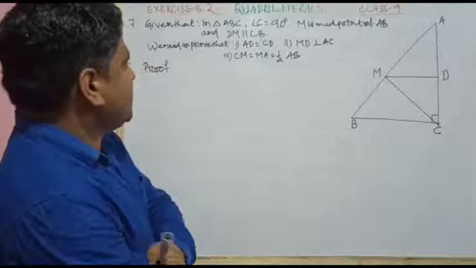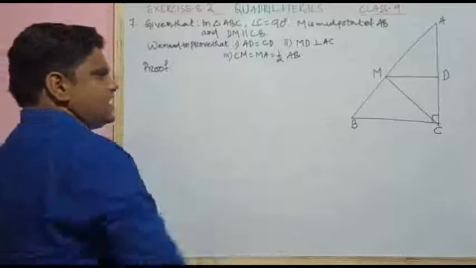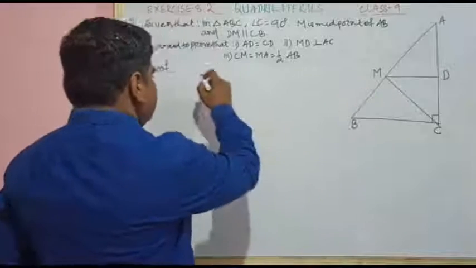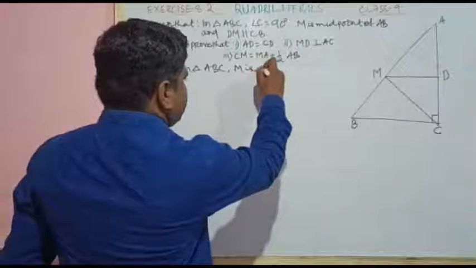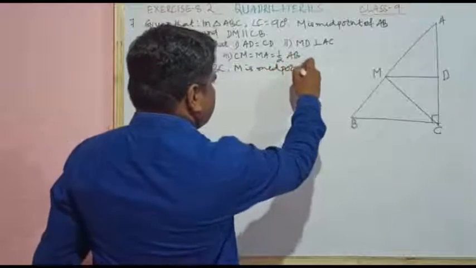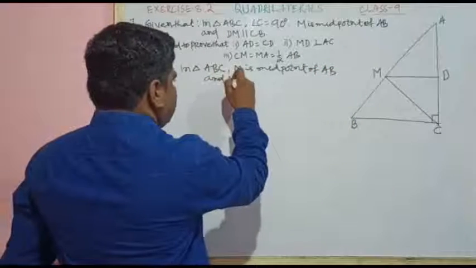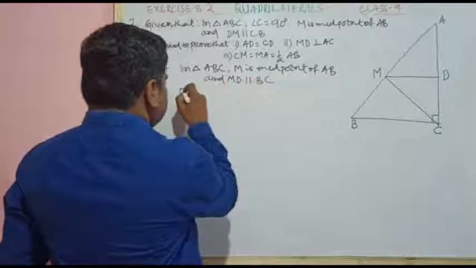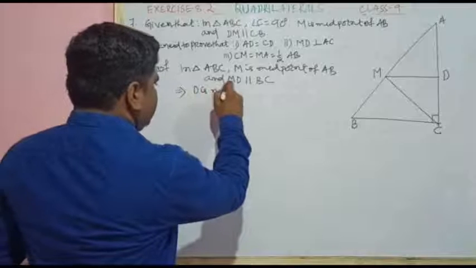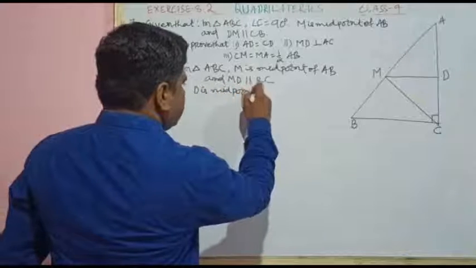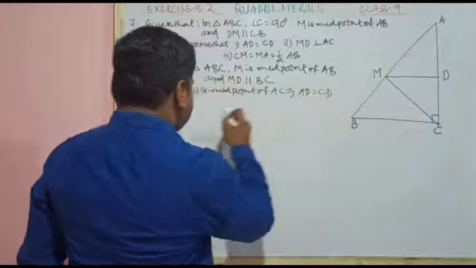For this purpose, first we have to prove the first bit, that AD and CD are equal. It is given that in triangle ABC, M is the midpoint of AB and MD is parallel to BC. So by the converse of the midpoint theorem, D is the midpoint of AC, that is AD is equal to CD. The first bit is proved.